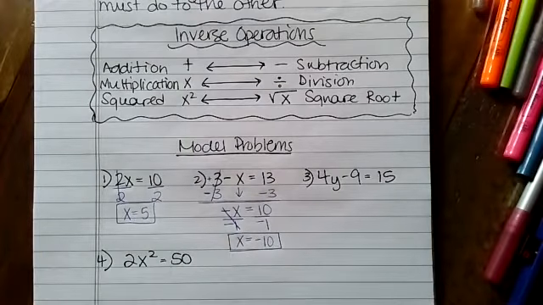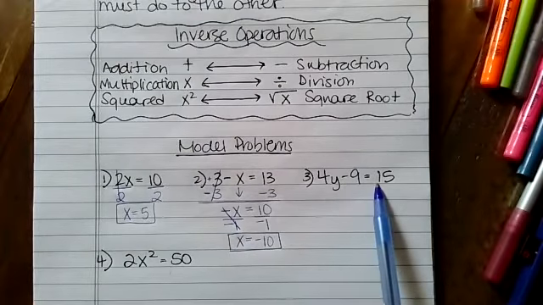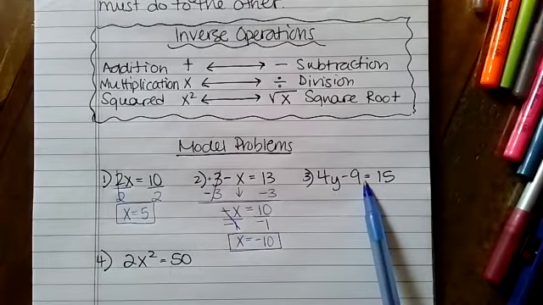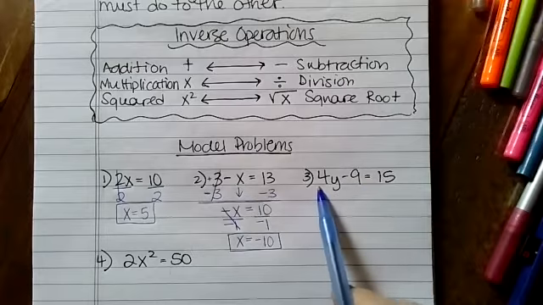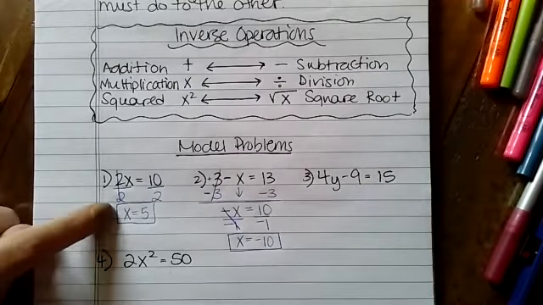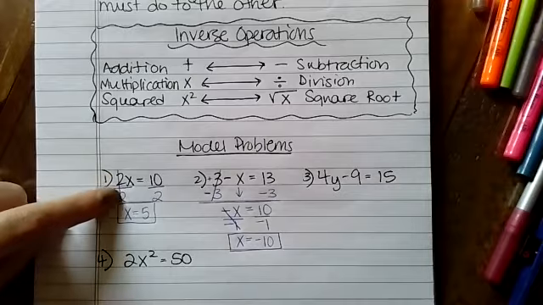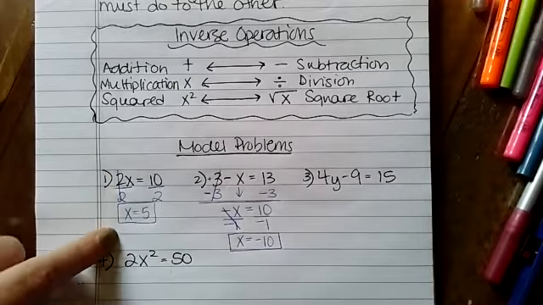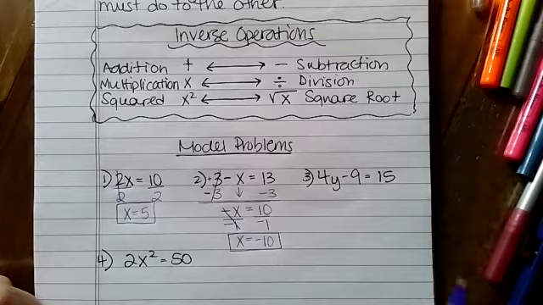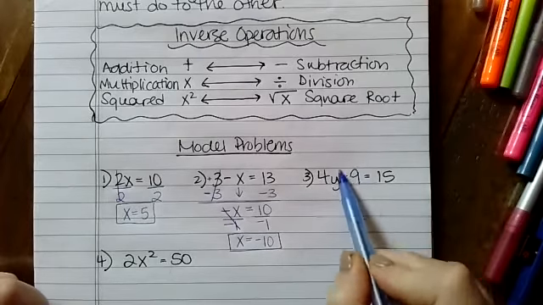Number 3, 4y minus 9 equals 15. That looks like it's 4 times y minus 9 equals 15. Now, some of you guys might be thinking, oh, why don't I just divide 4 on both sides? I can't do that yet. The only time I can divide is when it's like the final step by itself. Otherwise, I would have to divide everything by 4, okay? So the first thing I'm going to focus on is getting this 9 out of the way.